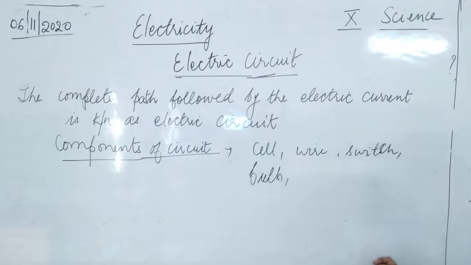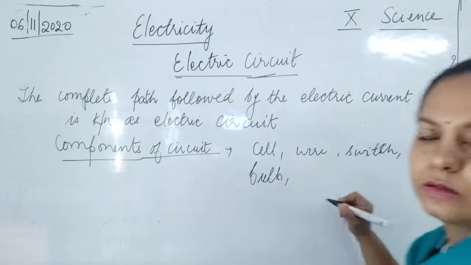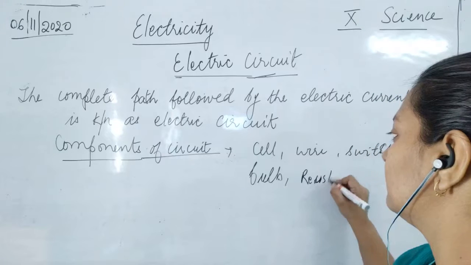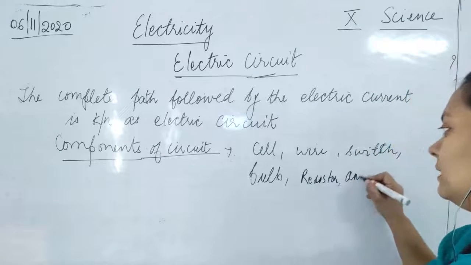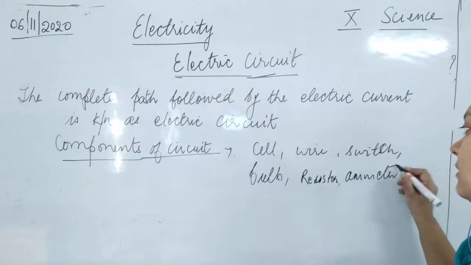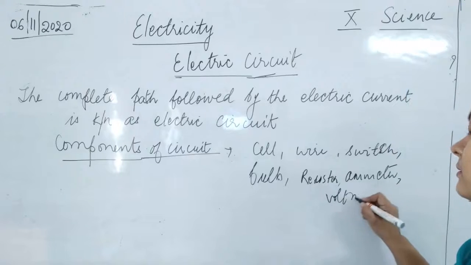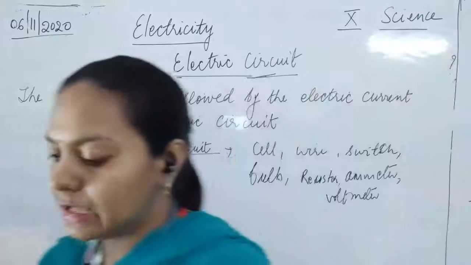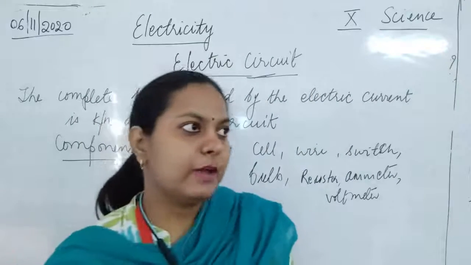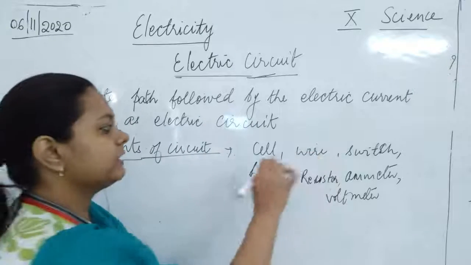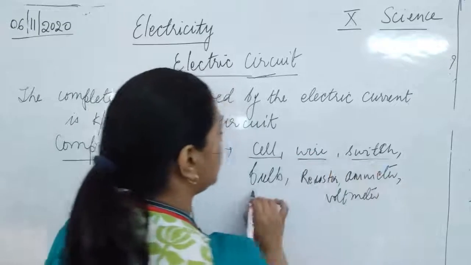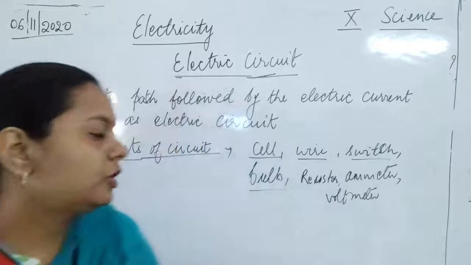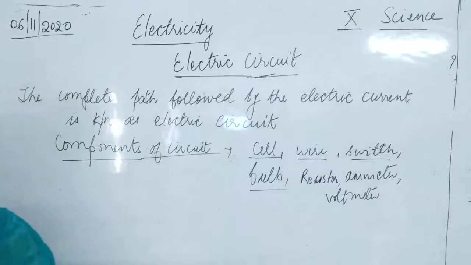Some other points are also there: circuit, switch, wire, battery and bulb. These are very basic components. Along with these we also use resistors, ammeter, voltmeter. Anything which is present in the circuit can be a component of the circuit, but the basic things we require are a cell, wire, switch and some appliance which will run, so that we know electric current is flowing in the circuit.